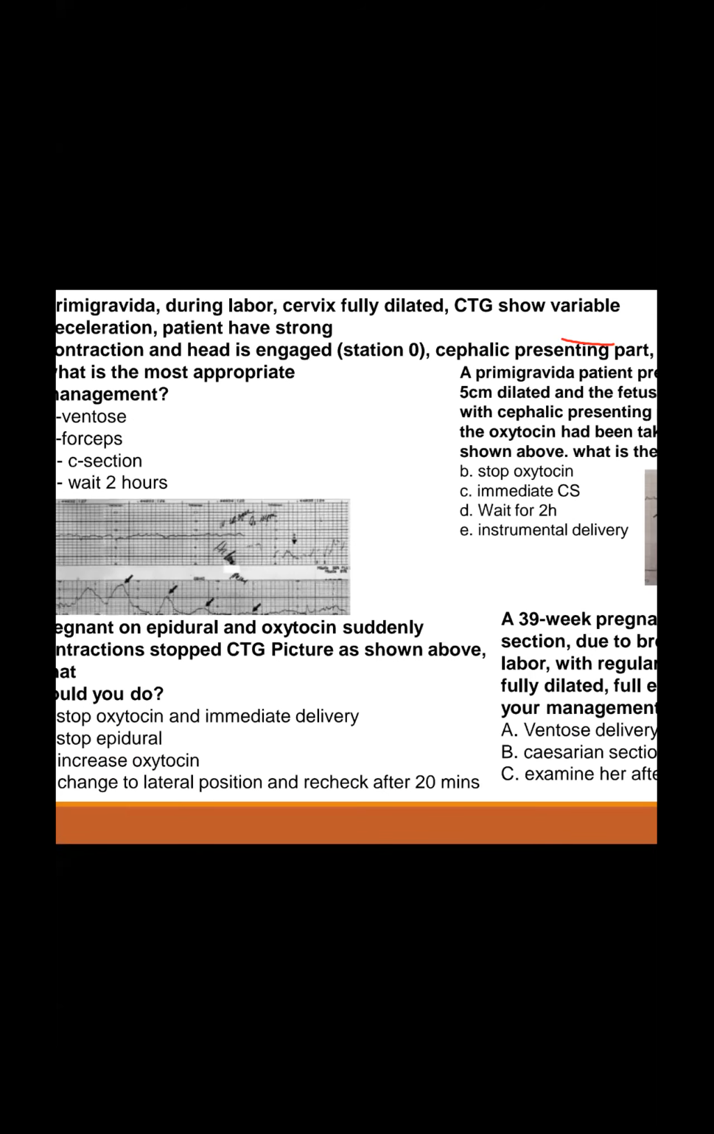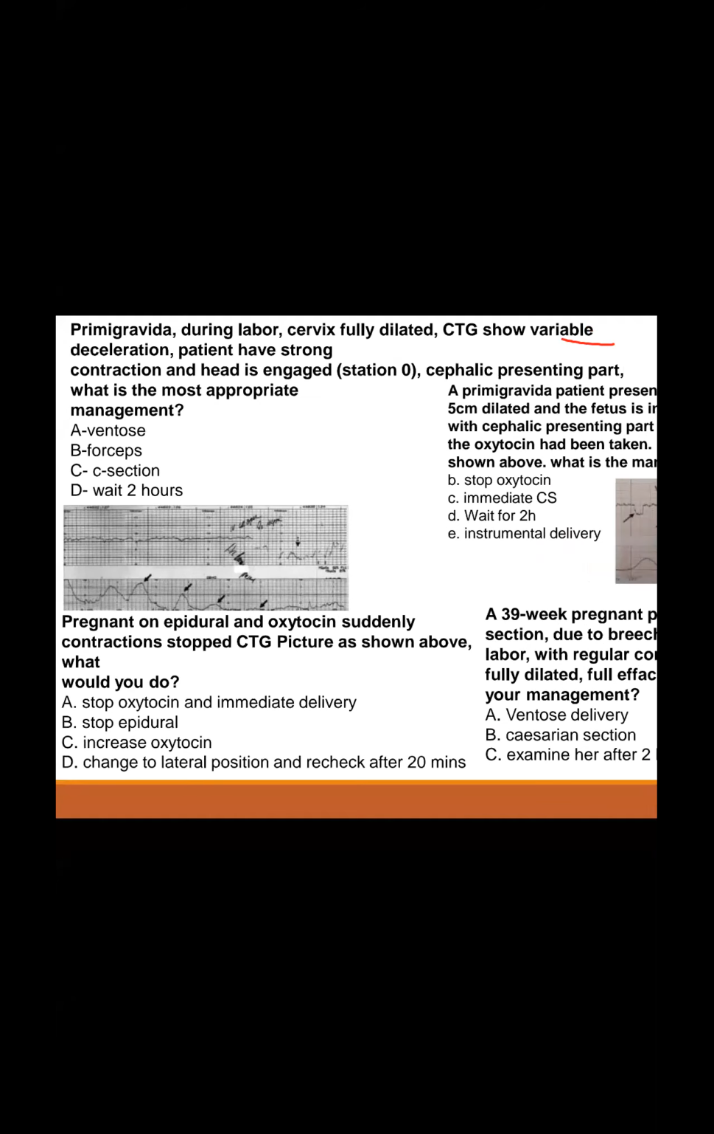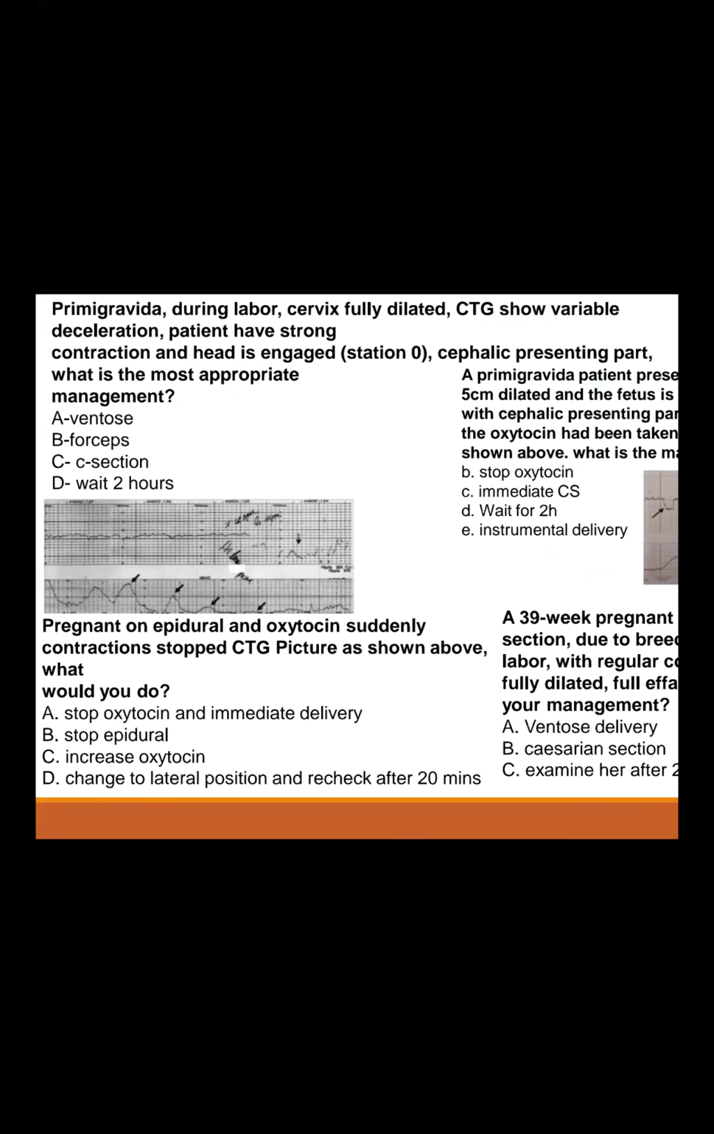Primary gravida during labor. Cervix fully dilated. CTG shows variable deceleration. Patient has strong contraction and head is engaged, station 0, cephalic presenting part. What is the most appropriate management? A, ventouse; B, forceps; C, C-section; D, wait. Cervix is fully dilated, CTG shows variable deceleration, strong contraction, head is engaged. Cephalic, option A, ventouse.